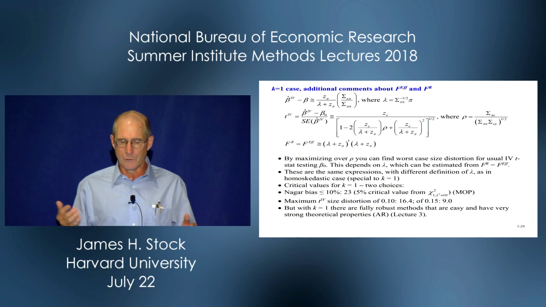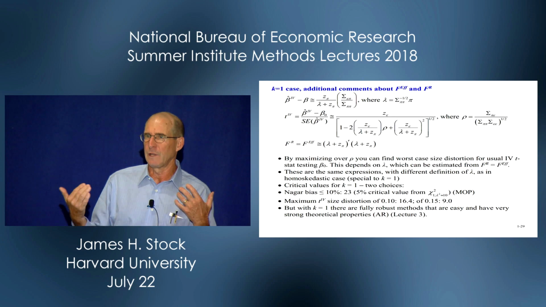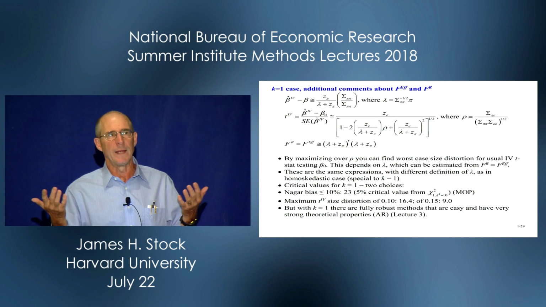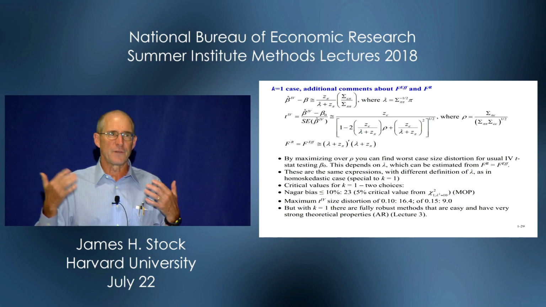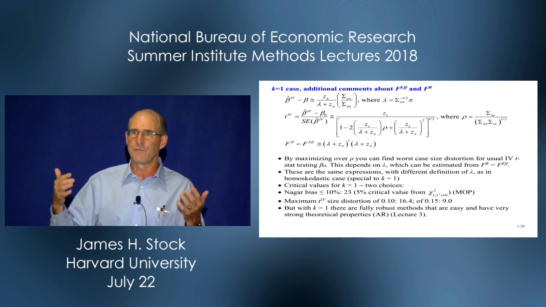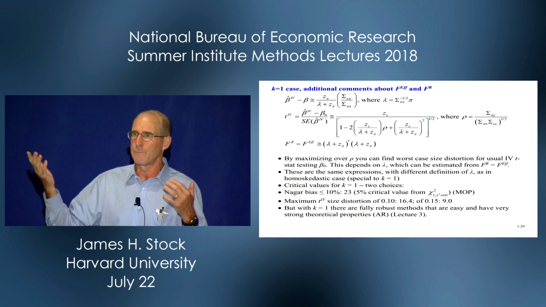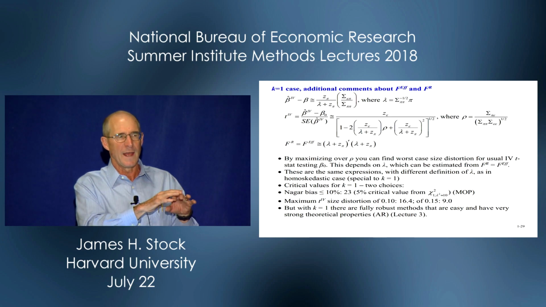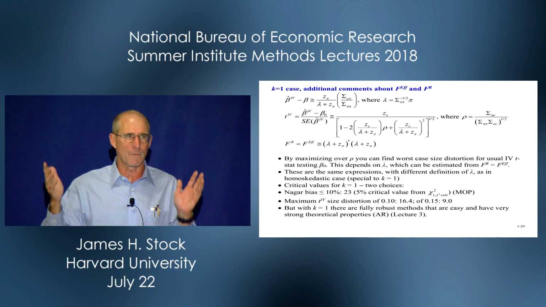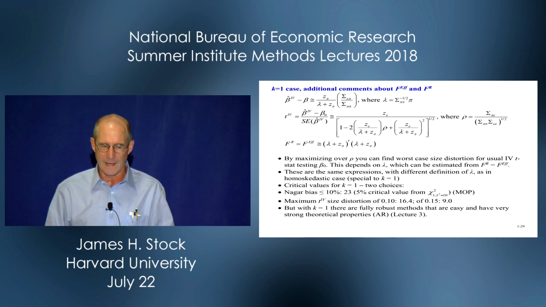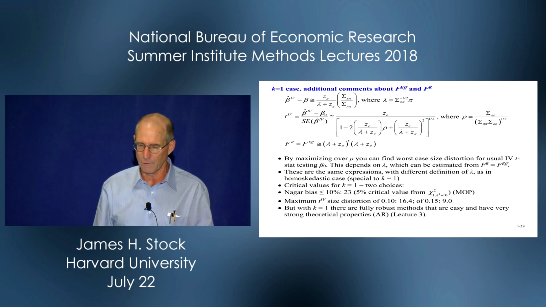Or alternatively, you could do something like a testing thing. You say, in the worst case, I want my two-stage least squares t-statistics to have a size distortion of no more than 10%. So if I'm doing a 5% test, I don't want it to be more than a 15% test. Yeah, I know it's completely arbitrary, but you could say that, and if you did, that would give you some different critical values.